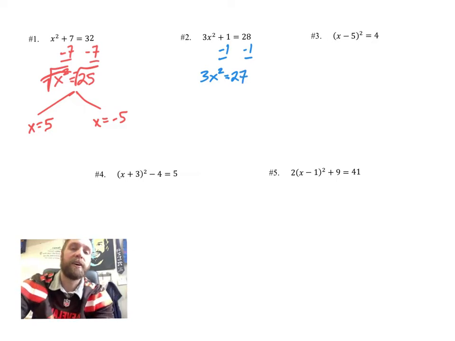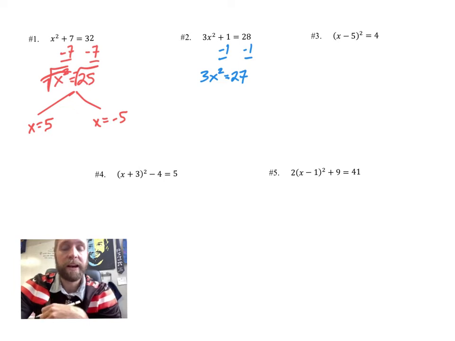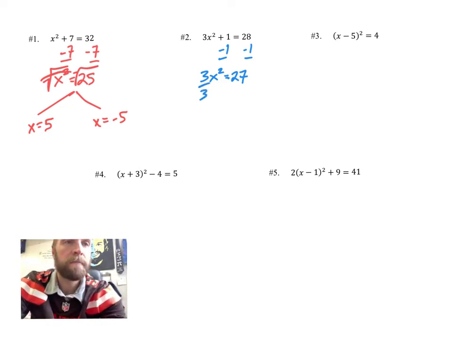A lot of the times I'll have kids in class try to square root at this point. I don't think that's really a good idea. What 3x squared really means is 3 times x times x. So why don't you get rid of the 3 and focus on the x times x. So I'm going to go ahead and divide that 3 out of the way and get x squared is equal to 9.